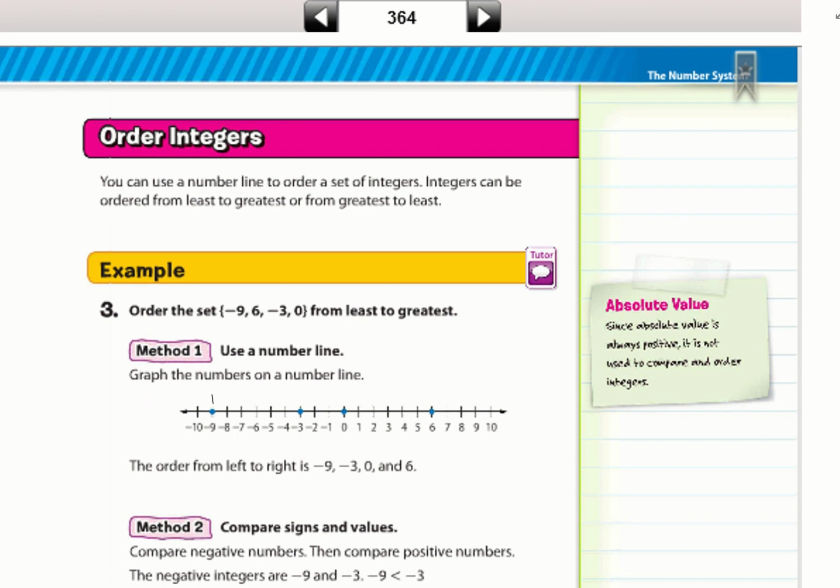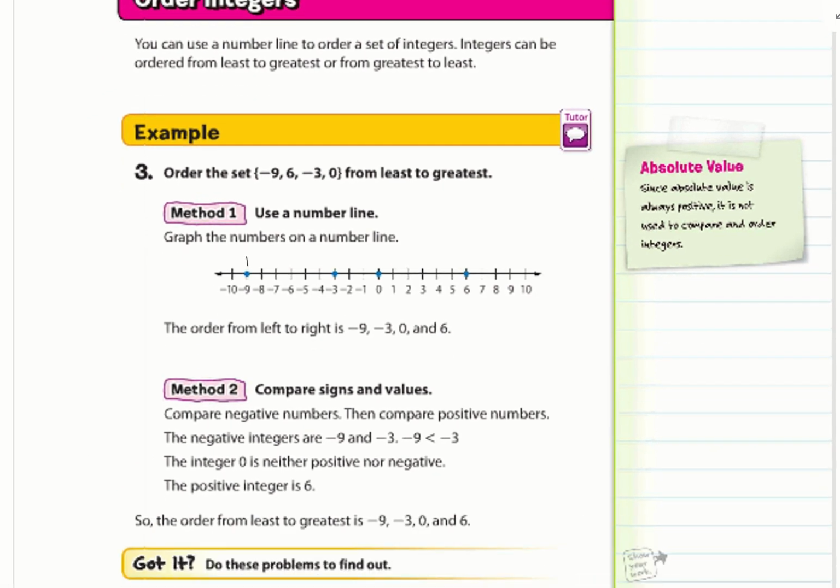Ordering integers. It says you can use a number line to order a set of integers. Integers can be ordered from least to greatest. So we have to graph all of these. We have -9, 6, -3, and 0. So they're already numbered for us, but now we need to do least to greatest. So I'm going to start from the left. -9 is the least, then -3, 0, and then 6 is going to be my greatest. So I have my order: -9, -3, 0, and 6.